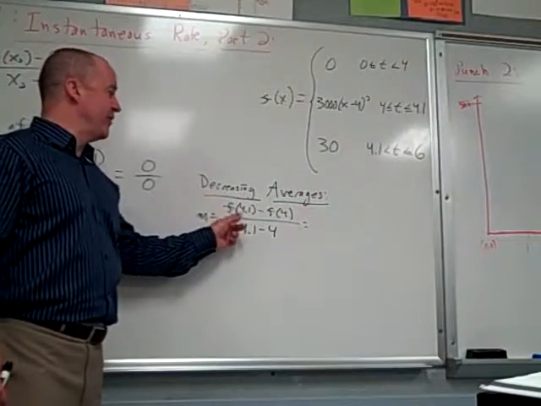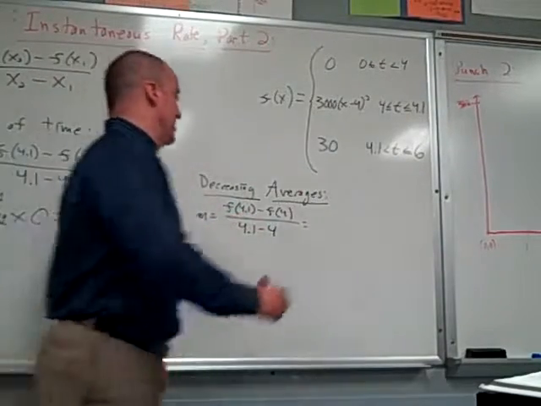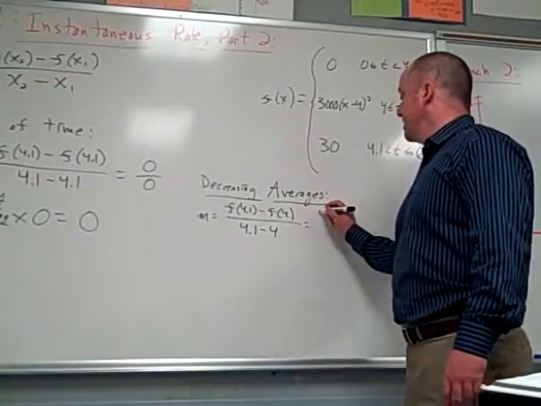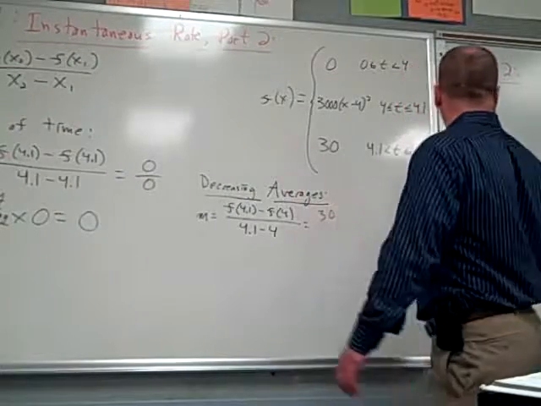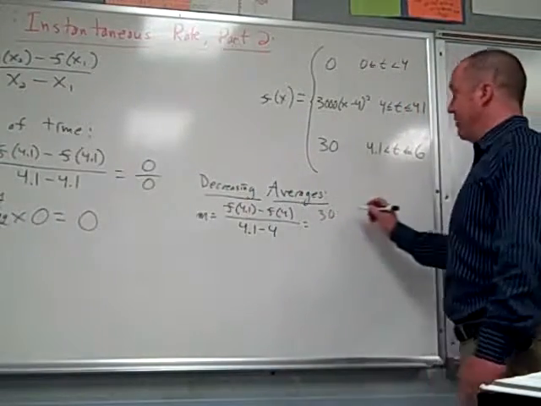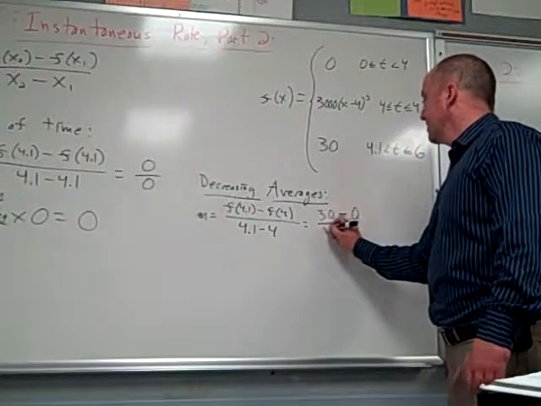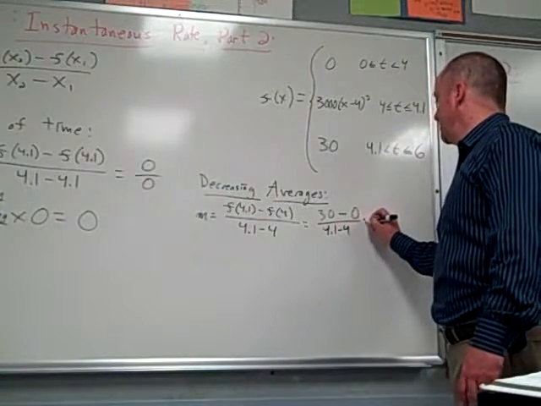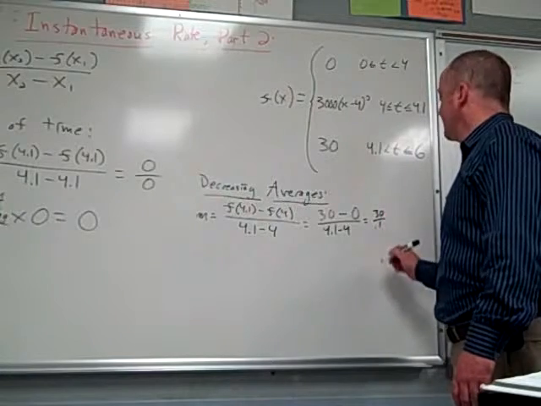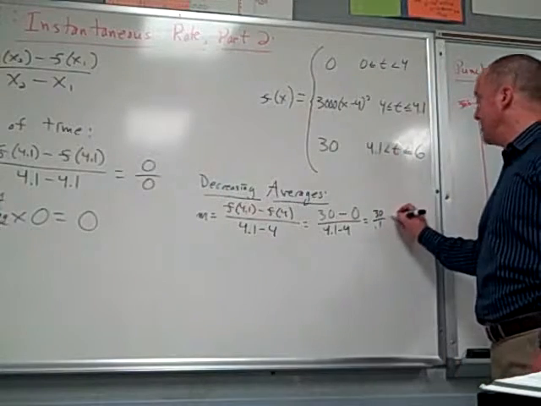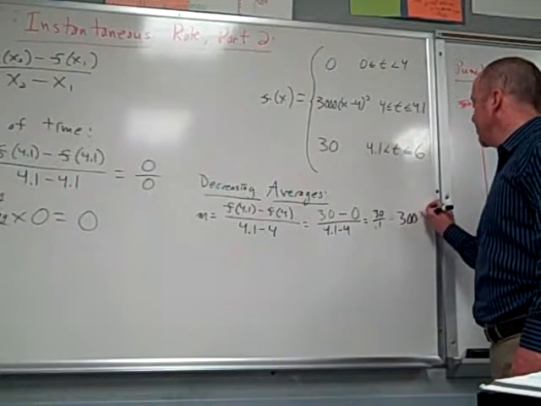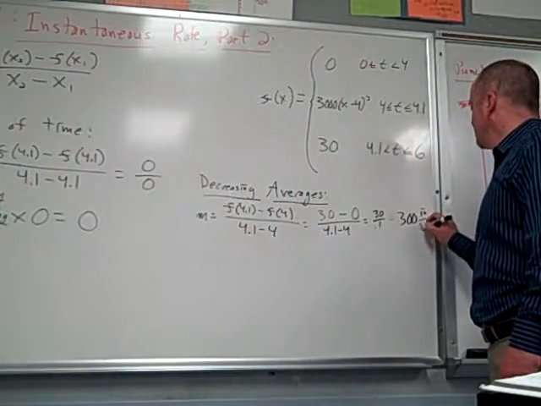But I need to know f of 4.1. Actually, this one's a little bit easier. This one I can do. Because f of 4.1 is where I wound up at 30. f of 4 is where I started at 0. So it's 30 over 0.1. Dividing by 1/10 is the same as multiplying by 10. So that's 300 inches per second.